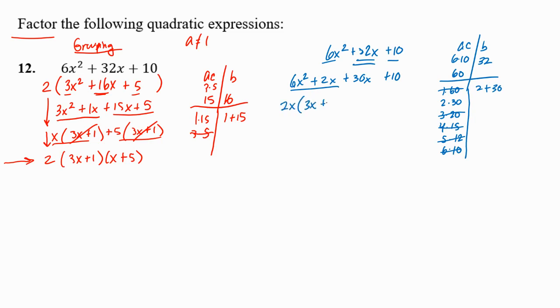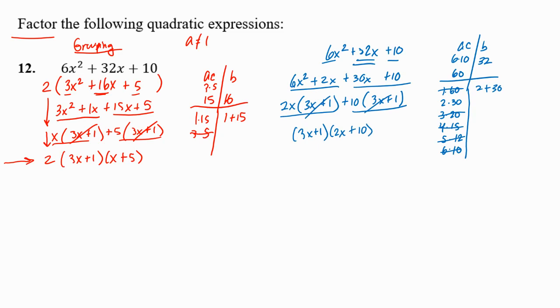We'd be left with 3x plus 1. Between 30x and 10, we can factor out a 10. We'd be left with 3x plus 1. These two are being multiplied. What they have in common is a 3x plus 1. Factor it out from the left. We're left with 2x. Factor it away from the right. We're left with a positive 10.